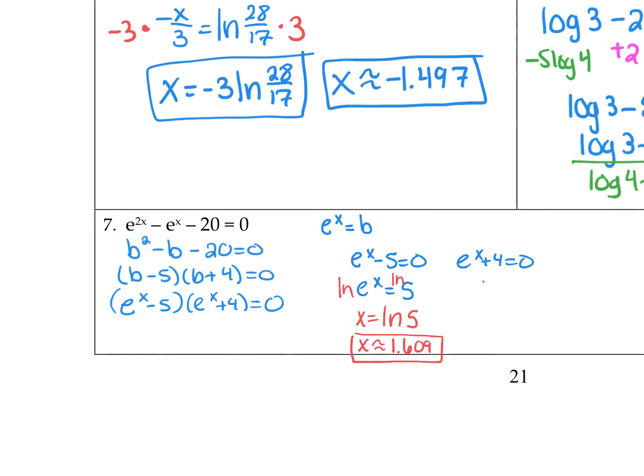When I go to solve this one, I'm going to minus 4, and there's no power of x that would give me a negative number, so this one does not have a solution. So my only solution is the 1.609.